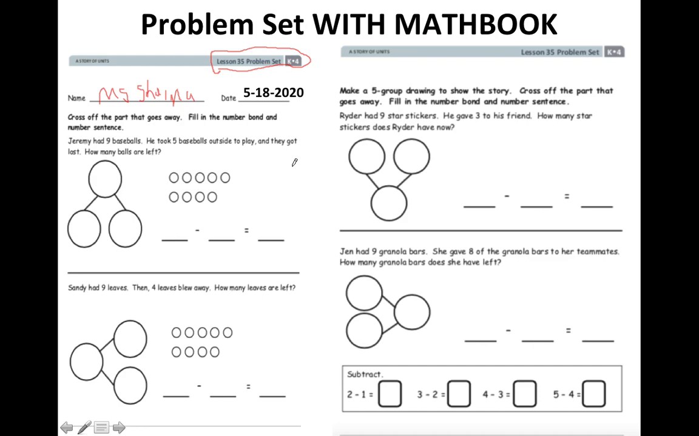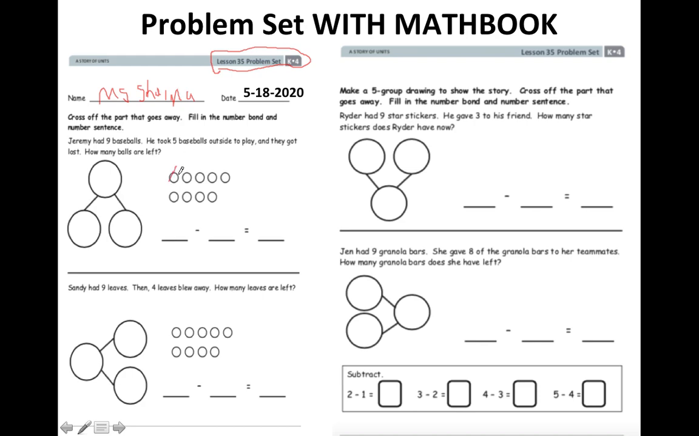Okay, let's read the problem. Jeremy had 9 baseballs. He took 5 baseballs outside to play. They got lost. How many balls are left? So we know that we have to cross some of the balls away because that was the instruction. So let's do that.